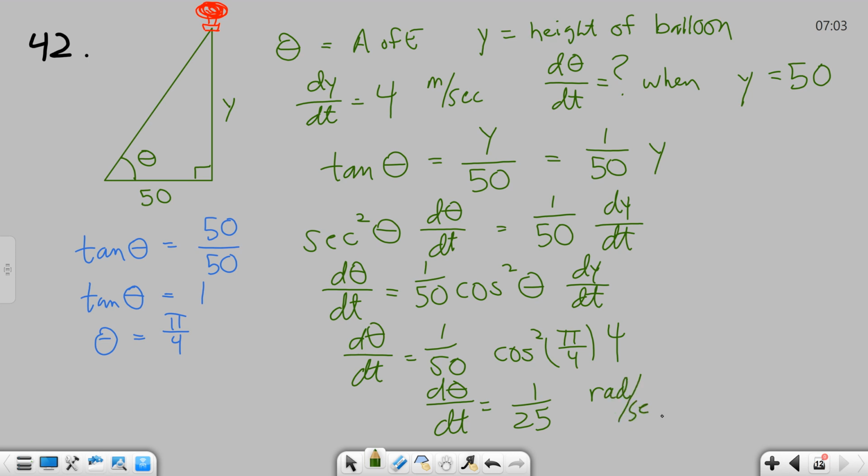radians per second. Now, does that answer make sense? Well, I don't know. But the one thing I do know is that as the balloon goes up, the angle's going to get bigger. And so I got a positive answer, so that makes me feel good. That's a common situation here where you don't know numerically if it makes sense, but just looking simply at the sign will be a helpful indicator as to whether or not you got the problem correct.